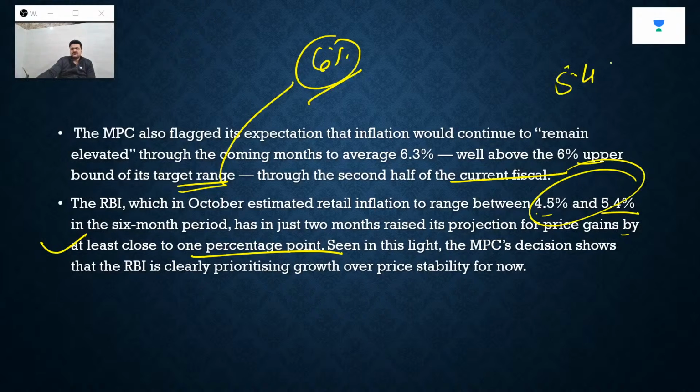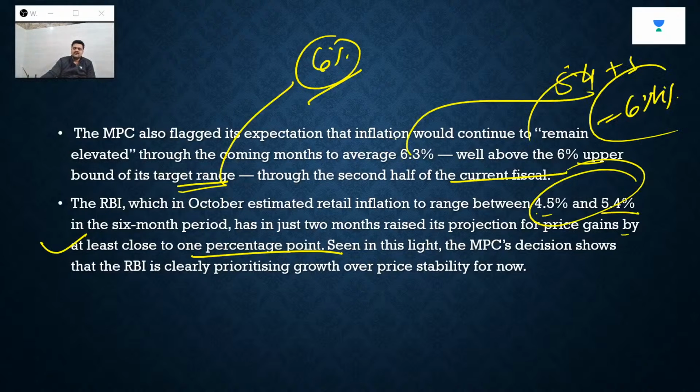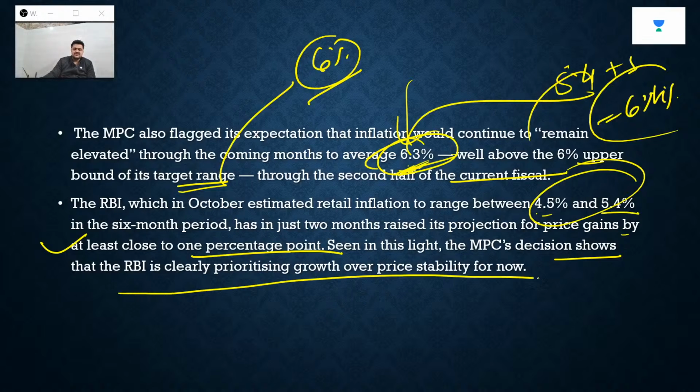So 5.4% plus 1% equals 6.4%, and that is near about the same level of inflation that we have at the present time. As seen in this slide, the Monetary Policy Committee's decision shows that RBI is clearly prioritizing growth over price stability for now.